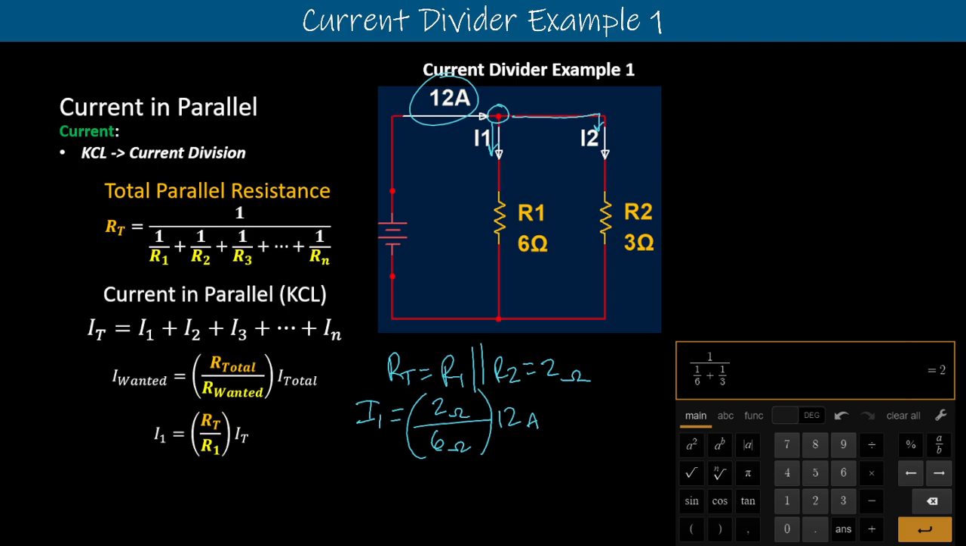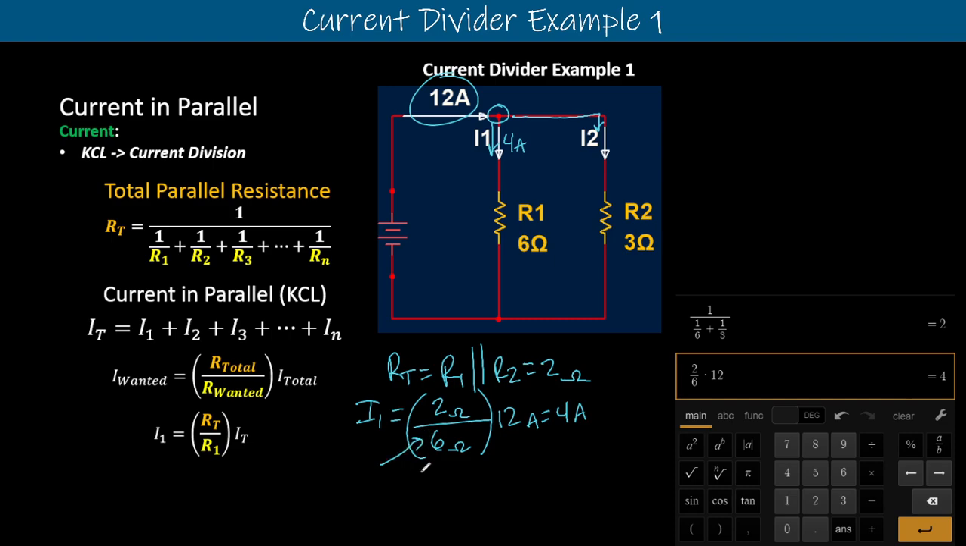And if we calculate that out using our Desmos, we'll say that we have 2 divided by 6 multiplied by 12. That's going to give us 4 amps out. So we expect I1 to equal 4 amps. We can reuse this equation here. We just switch out the bottom one for the one that we want.